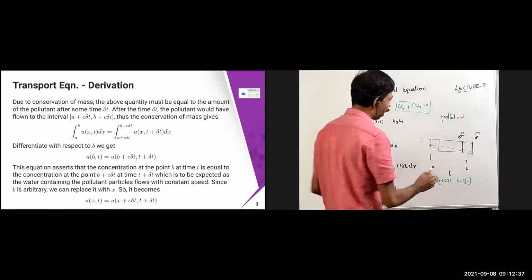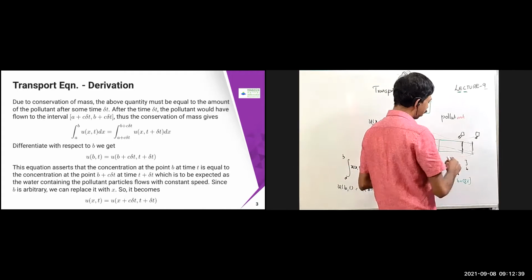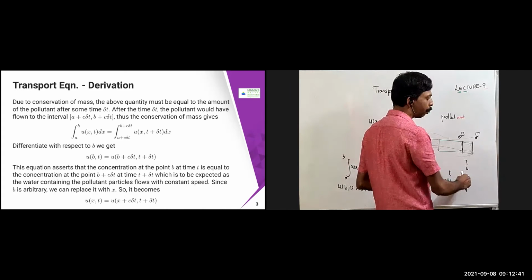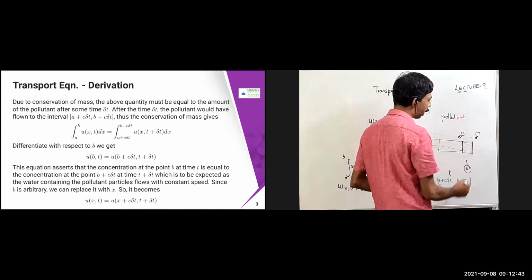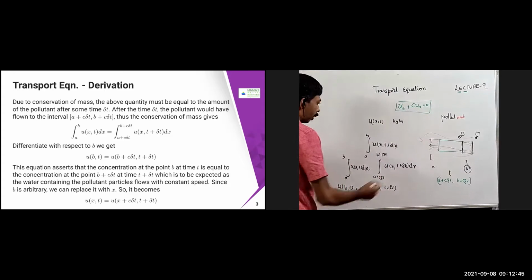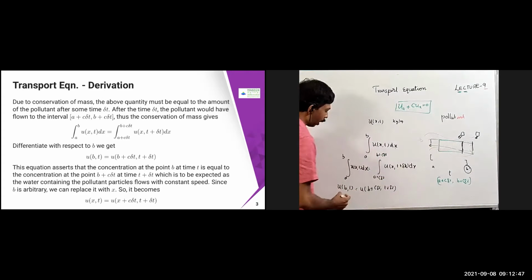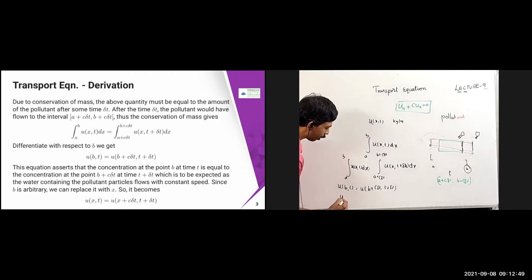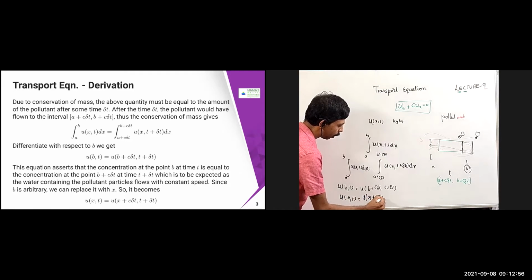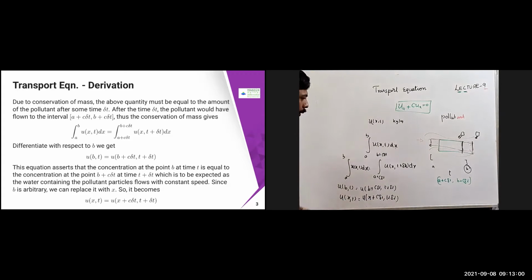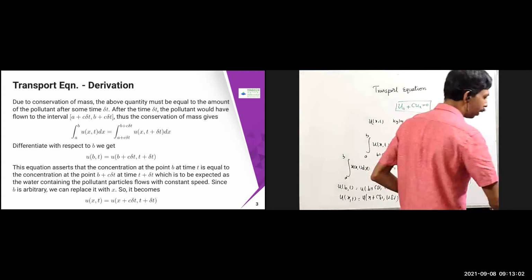Now, this interval I have chosen arbitrarily. Therefore, a and b are arbitrary. Since b is arbitrary, you can change that b as you wish. So this one I can simply write as u(x, t) equal to u(x + c Δt, t + Δt). Since b is arbitrary, it becomes like this.